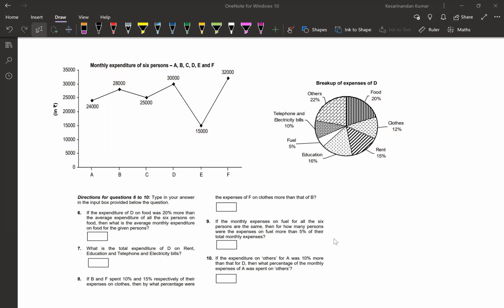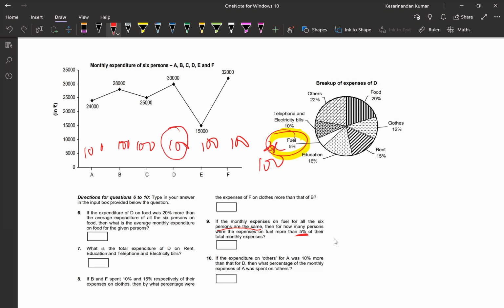Guys, 9th is probably the easiest question. It's all about the imagination and assumption part. See here, fuel cost is 5%. Let's say this amount is X, or let's say 100 rupees. I don't care what D's salary is right now. This 100 rupees is for everyone, each and everyone, as stated in the question, it is same. Now it is being asked for whom it is more than 5%. I already know for D it is 5%.